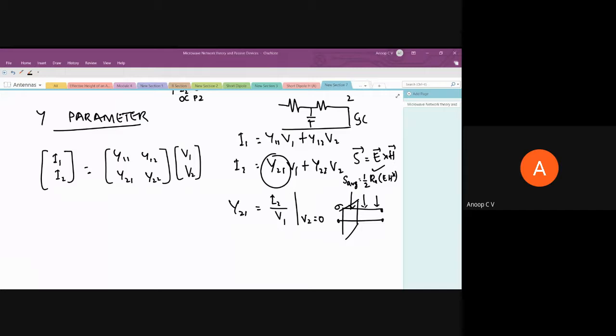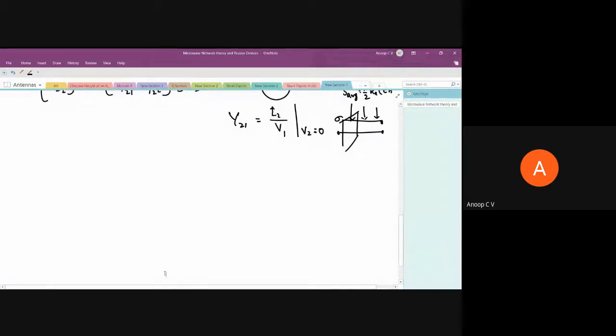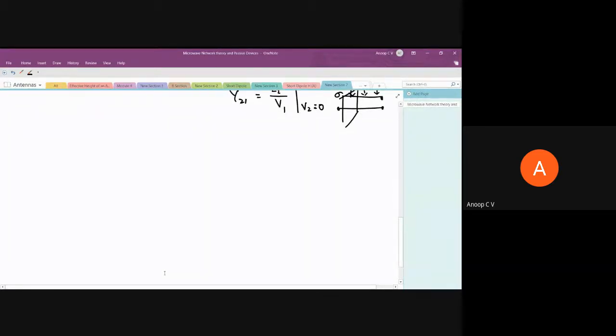So that was about Z and Y parameters. And can anyone tell me what is H parameter now? H parameter, again for the same network.